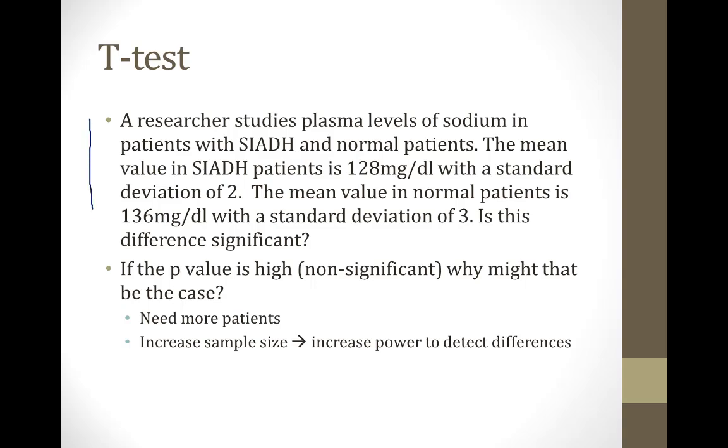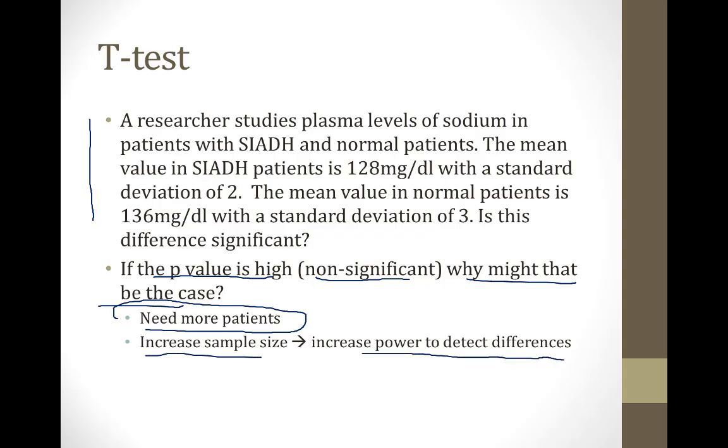So here's the same question stem, but now they ask you something different. They say, if the p-value is high and non-significant, why might that be the case? And the answer is because you need more patients. Remember what I showed you before. The more patients you have, the more confident you can be that the difference between the two means is real and not due to chance. So if you increase the sample size, you increase the power to detect differences. I talk about power in another module on hypothesis testing, but the bottom line is that when you have more samples, you can be more confident that the difference in means that you are seeing is real. So anytime you get a non-significant p-value, you often need to go back and collect more data to determine whether or not you might actually have a true difference.